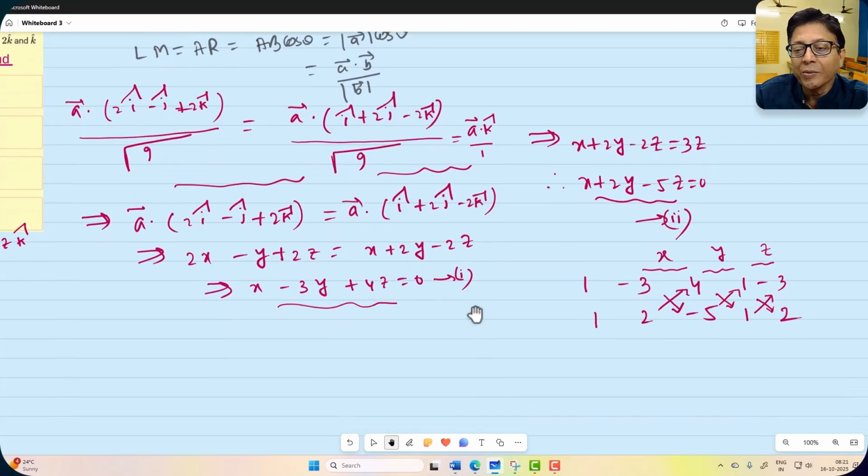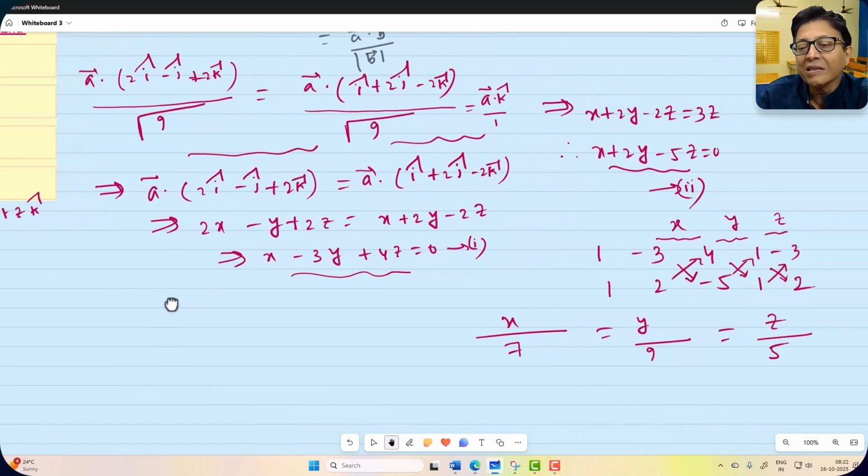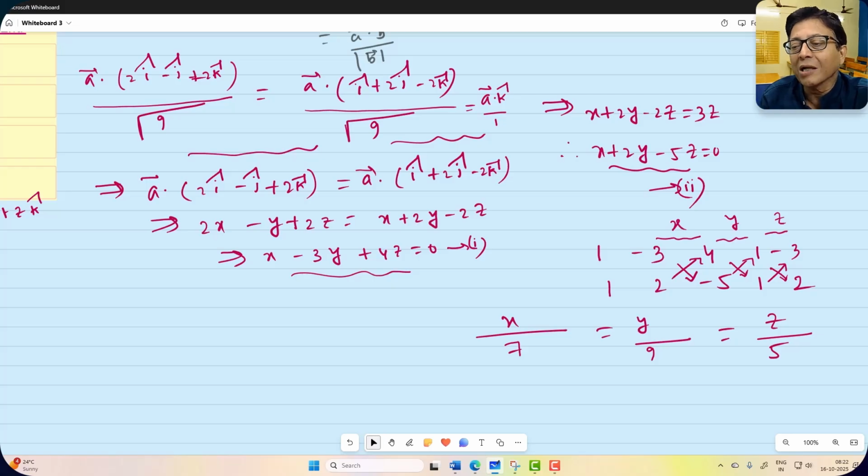So this is going to be x by 15 minus 8, that is 7, with downward arrow positive, upward negative. Y by 4 minus 5, that is 9. And z by 2 plus 3, that is 5. Okay? So you got the vector A in this form. You assume that this is equal to m. Then x is going to be 7m, y is 9m, and z is 5m.